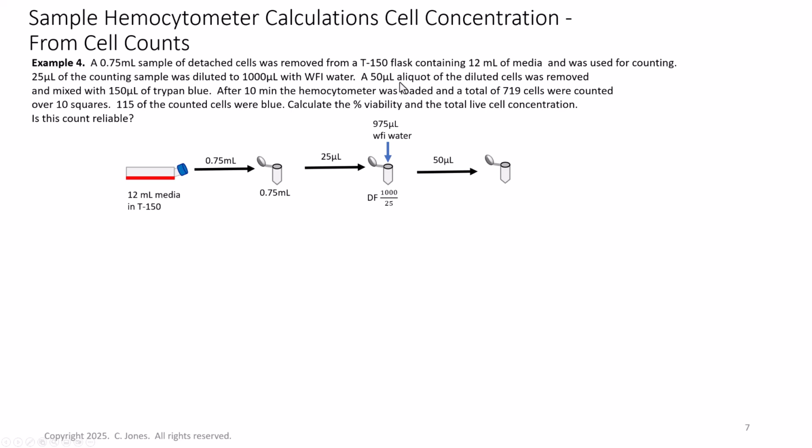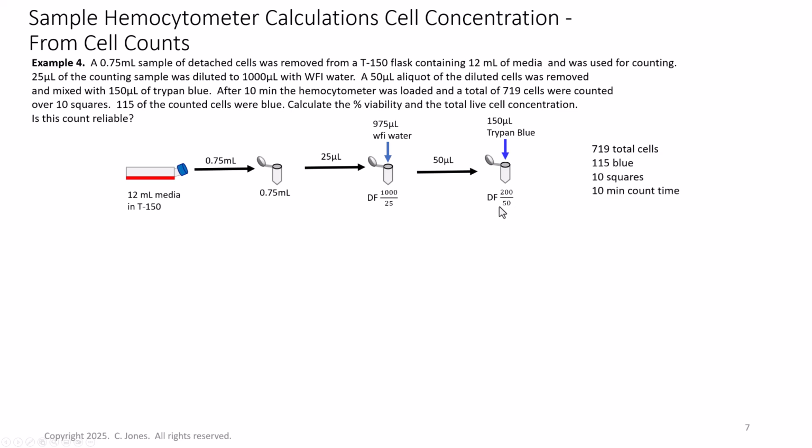From this, we removed 50 microliters of the diluted cells, okay, and mixed it with 150 microliters of trypan blue. So this is going to be 50 plus 150, right? 50 plus 150 to give us a final volume of 200 microliters. So V2 is 200 and V1 is 50.